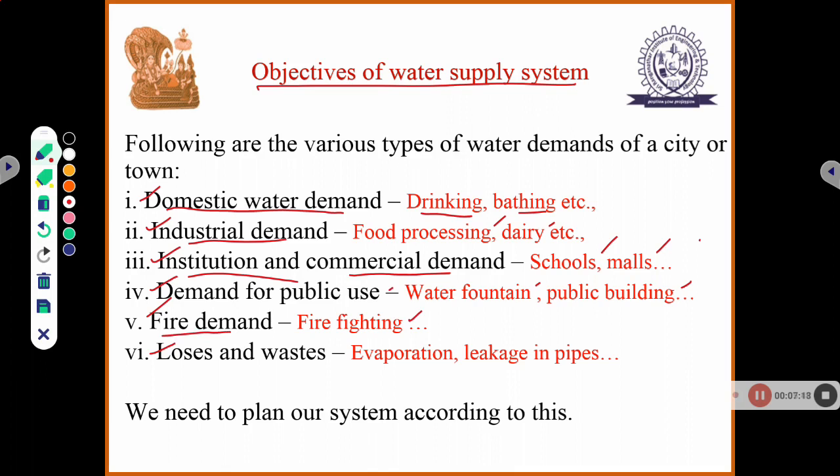And then some water may be lost through evaporation or leakage in the pipe. In the case of damage in the pipes, water leakage will occur, and that demand is called losses and waste. We plan the system according to this requirement also.